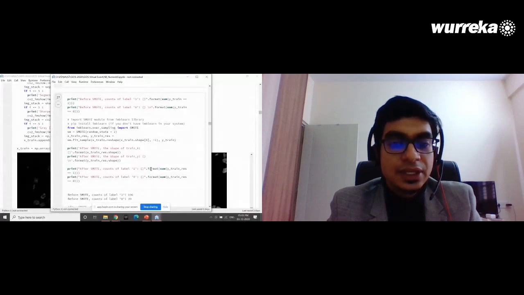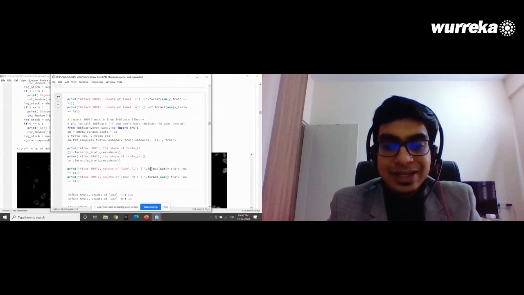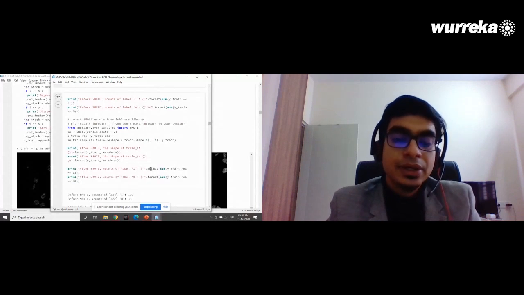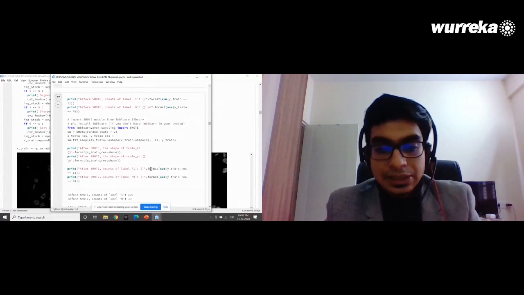So this is how SMOTE is done. Whenever we have an imbalanced data set, which we can clearly see, like we had almost 196 images belonging to class 1 for the training set and only 39 for class 0 for the training set, then we applied SMOTE and it kind of balanced everything out. So it kind of upsampled or oversampled the minority class.